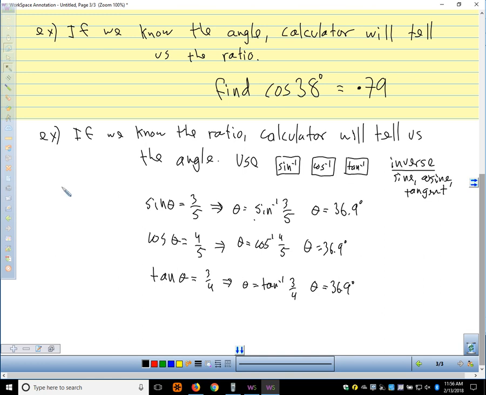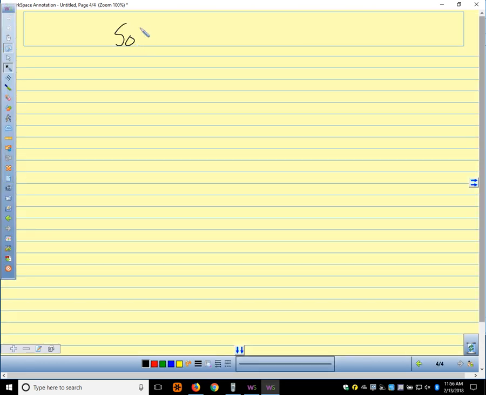Okay. Let's talk about how we're going to use sines, cosines, and tangents to actually solve problems. Not just calculate them, but we want to solve problems with them. All right, so I'm going to make a list of steps. When we're using sines, cosines, and tangents, we're going to follow these steps. And the steps for these kinds of problems are always the same.